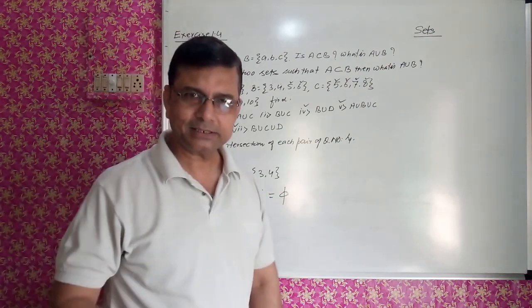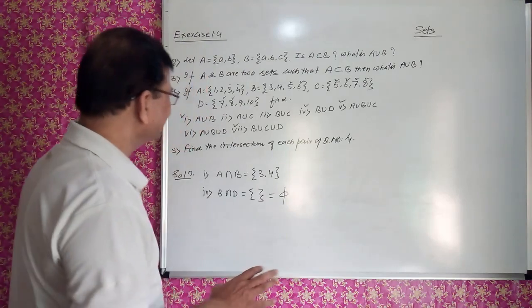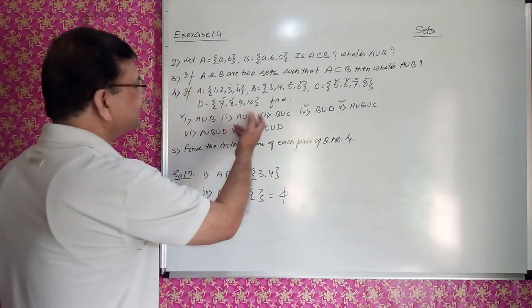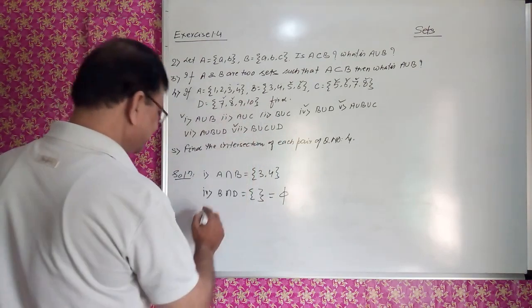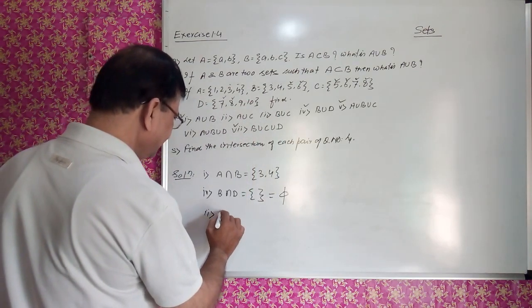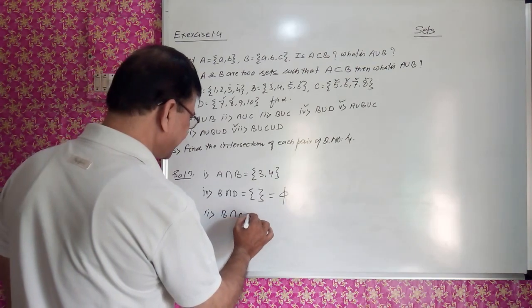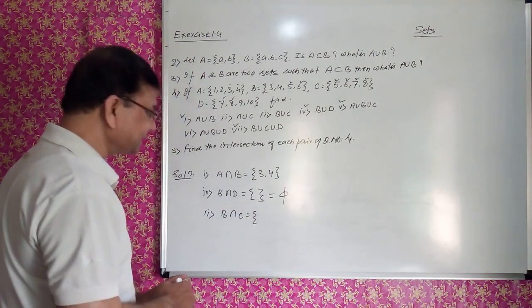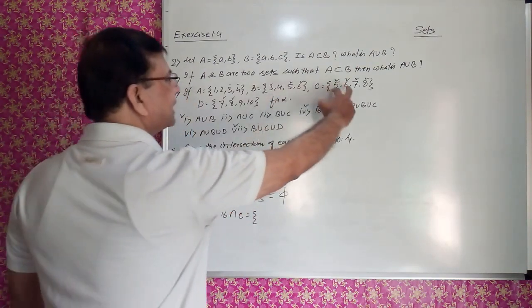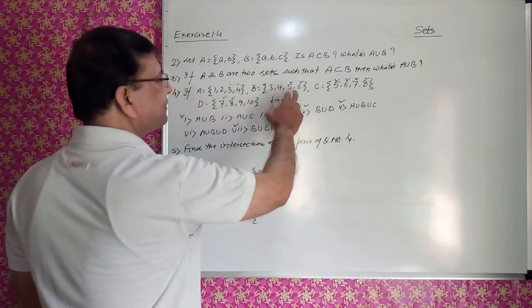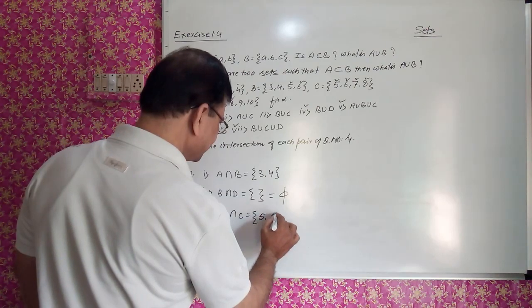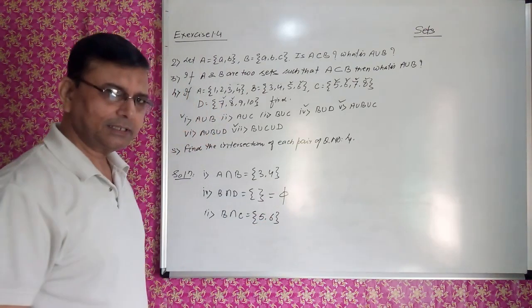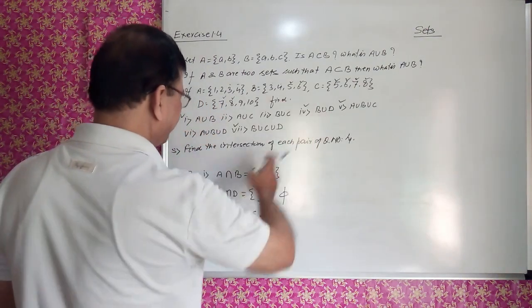Clear? The concept is clear. So for you I will take B and C. That is the second one. B intersection C. What is B intersection C? This is B, this is C. Which elements are common? 5 and 6 are common. So I will write 5, 6, two elements. B and D we have already done.